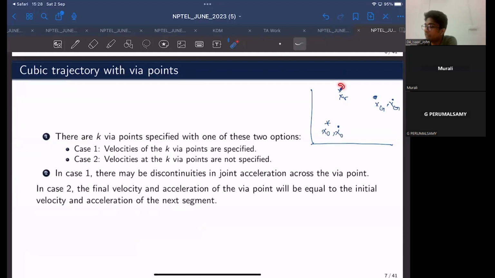But if you specify the velocity of a via point, right, it could potentially lead to discontinuities in the acceleration profile. It could have a sudden jump from one acceleration to another. That is the case because in a cubic polynomial, you can only have boundary conditions for positions and velocities.